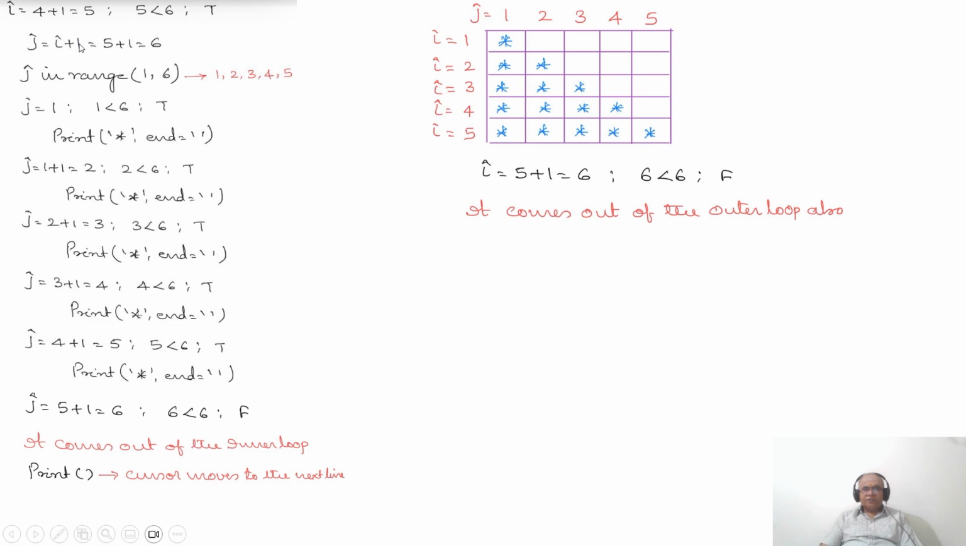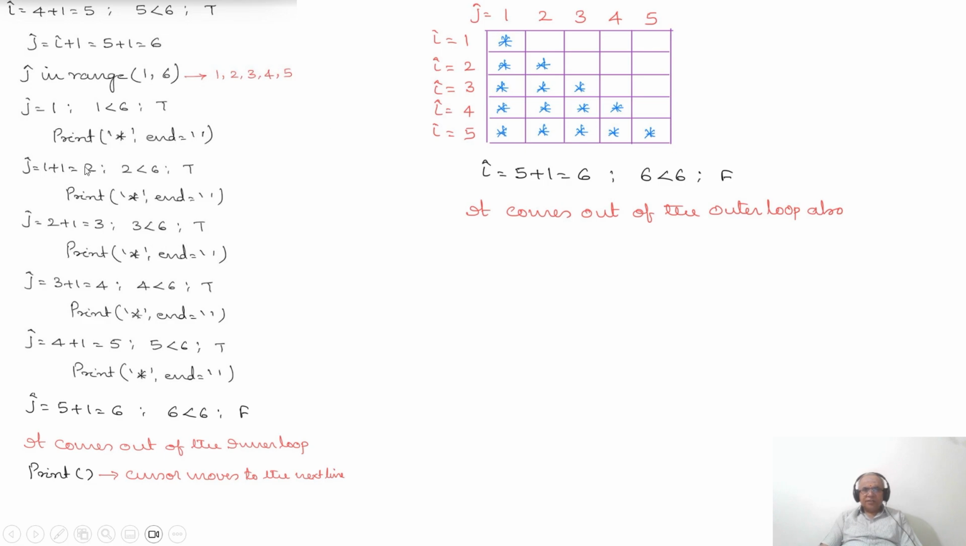Then j is equal to i plus 1. What is the value of i now? The i value is 5. 5 plus 1 becomes 6. So j in range of 1 comma 6. 1 comma 6 means what? 1, 2, 3, 4, 5. Then j is first initialized with j is equal to 1. 1 is less than 6, condition is true. Then print star. So 5th row, first column will go to print this star.